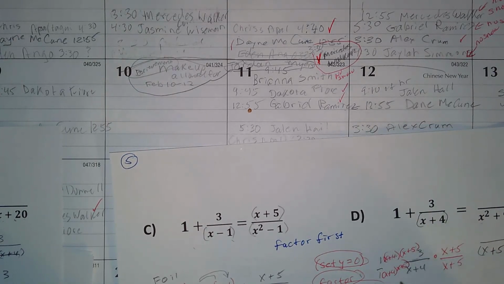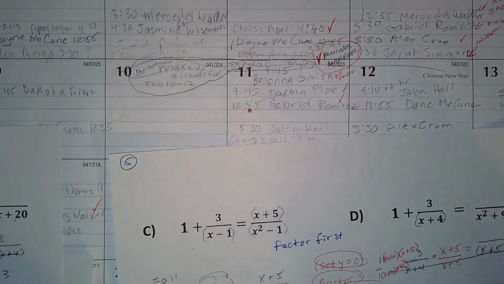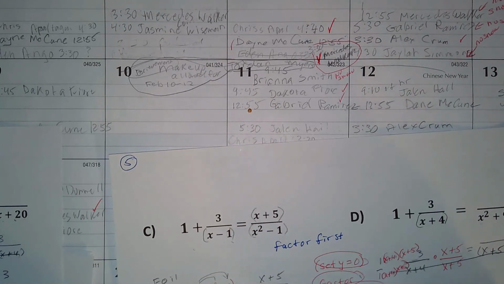Now, all these are x plus 4 over x plus 5. So we can get rid of the denominator. So what are we left with?